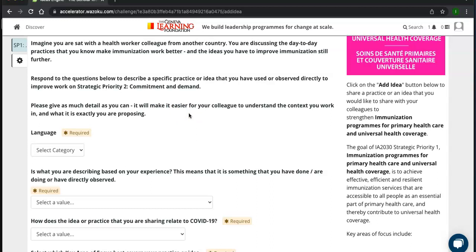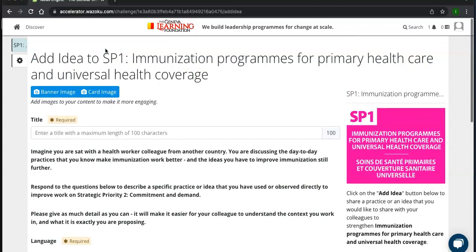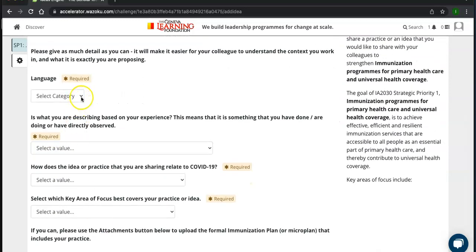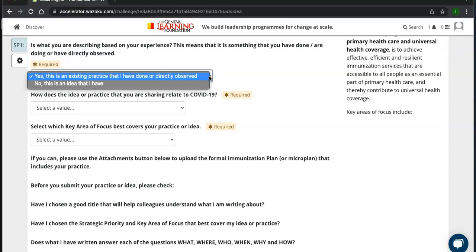So the first question, and you'll notice that some of these have a star with required next to them. You will not be able to complete the exercise unless you answer each of these questions. So you need to give a title, you need to give the language. Is what you are describing based on your experience? So this is the key question. Is this an idea that you have, or is this something that's an existing practice?